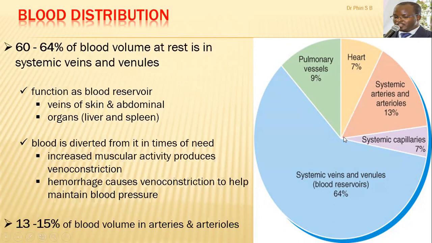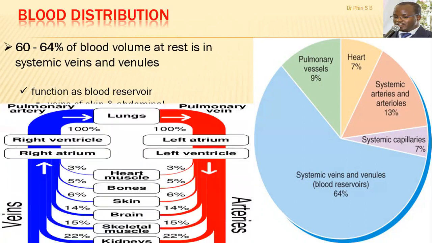So when a person is resting, much of the blood is found within the systemic veins and venules, followed by the systemic arteries and arterioles, about 13%. Then you have pulmonary vessels, you're talking about pulmonary veins, pulmonary capillaries, and also pulmonary arteries. You're going to find 9% of total blood. Then the other 7% is found within the systemic capillaries and the other 7% in the heart. So this is just the normal distribution of blood when a person is resting.